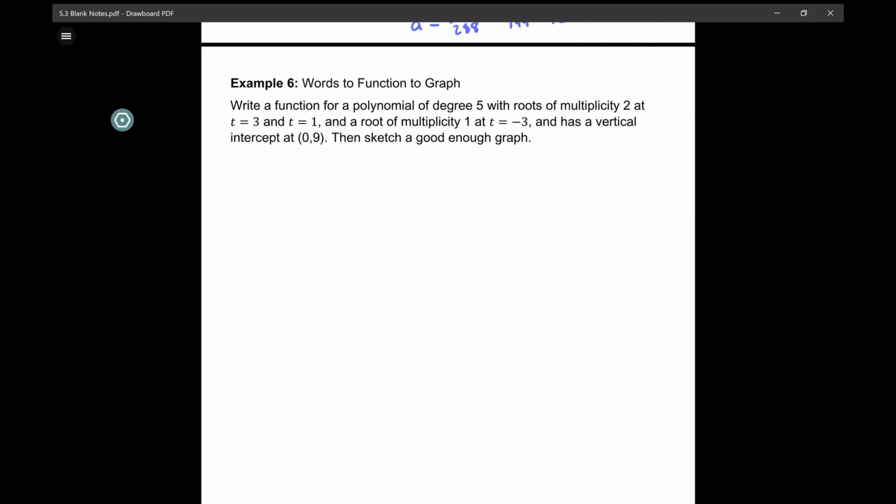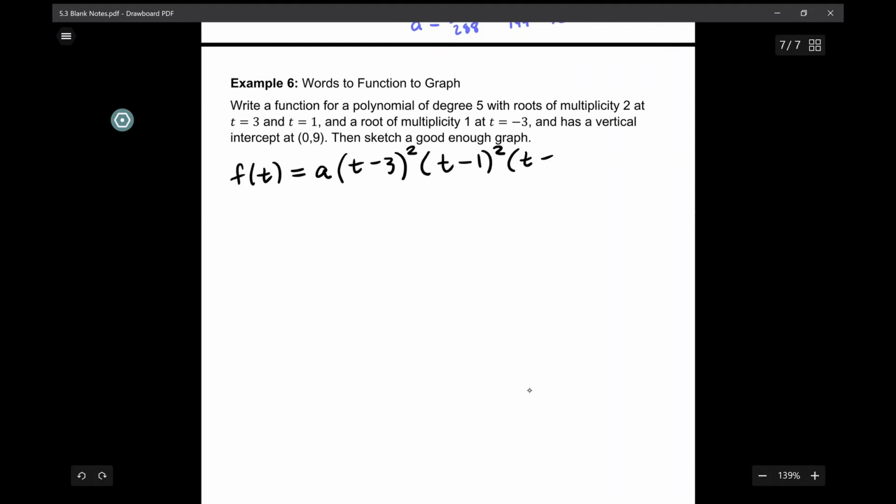All right, no problemo. So let's do f of t equals, well, we don't know the leading coefficient, so let's just write down a. We know we have a root of multiplicity 2 at t equal to 3, so t minus 3 has multiplicity 2, and t minus 1 also has multiplicity 2. And a root of multiplicity 1 at t equal to negative 3. t minus negative 3 has multiplicity 1. All right, so let's simplify this just a little bit. f of t equals a, t minus 3 squared, t minus 1 squared, t plus 3.